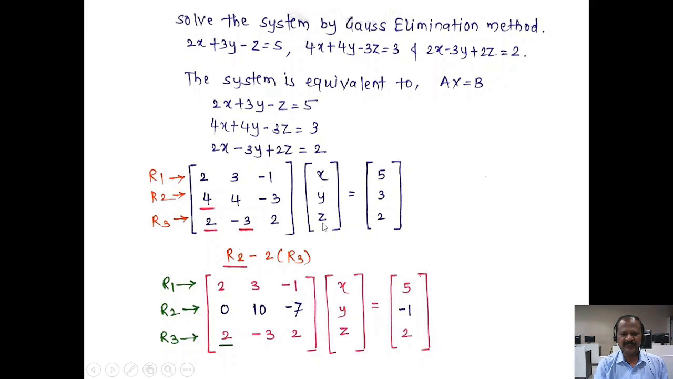So for this row, the multiplication factor is 2. So 4 minus 2 into 2, it is 0. Then here it is 4 minus 2 into 3, it is minus 2. Then minus 3 minus 2 into minus 1, it is minus 1. Then 3 minus 2 into 5, answer is minus 7. Now this element is 0. Now we have to make the first element of row 3 zero. Now we'll see.